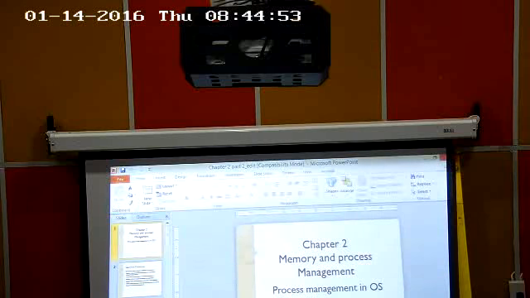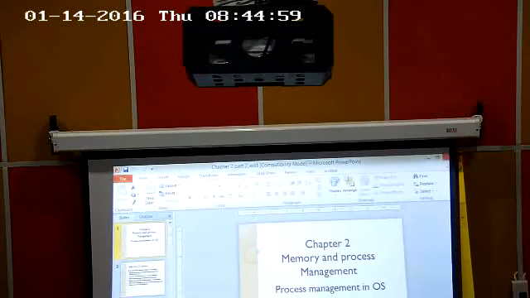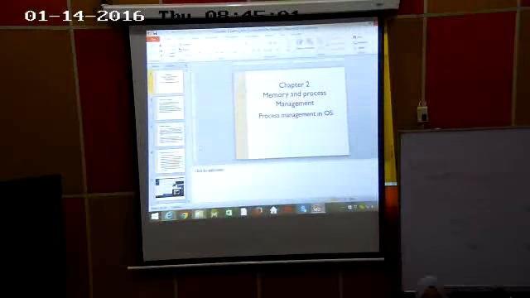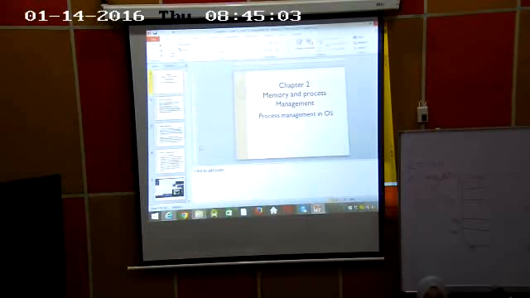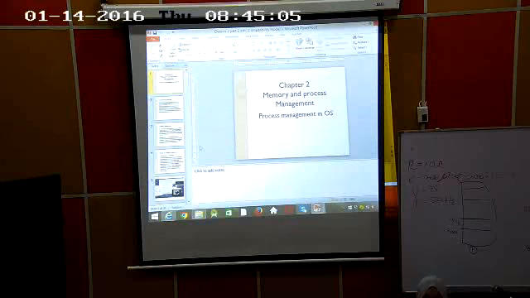In part 1, what have you learned just now? Contiguous and non-contiguous techniques. If the question asks you to state one type of contiguous allocation, it is fixed partition. If non-contiguous allocation, it may be paging or segmentation.